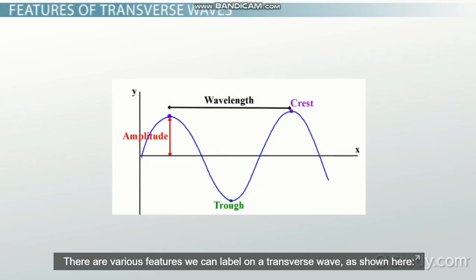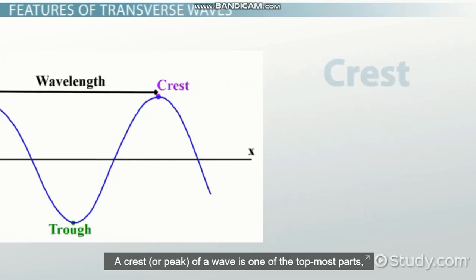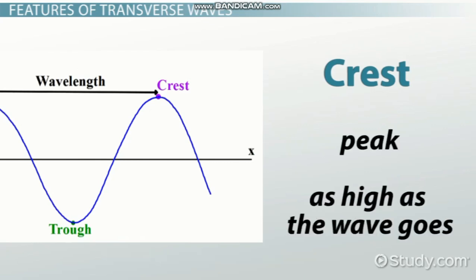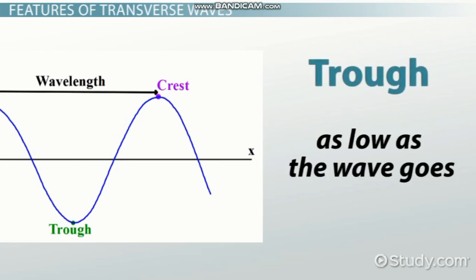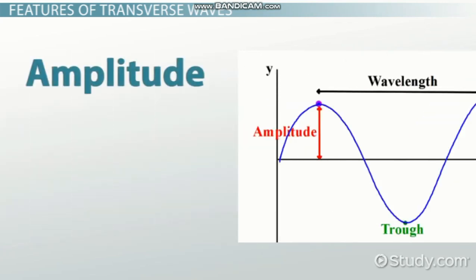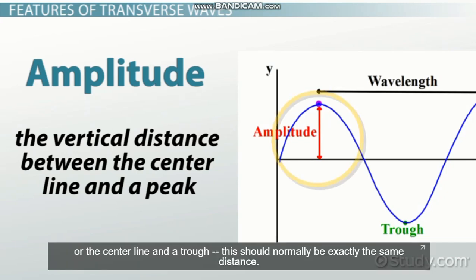There are various features we can label on a transverse wave as shown here. A crest or peak of a wave is one of the topmost parts, as high as the wave goes. A trough is the lowest part, as low as the wave goes. The amplitude of a wave is the vertical distance between the center line and a peak, or the center line and a trough. This should normally be exactly the same distance.